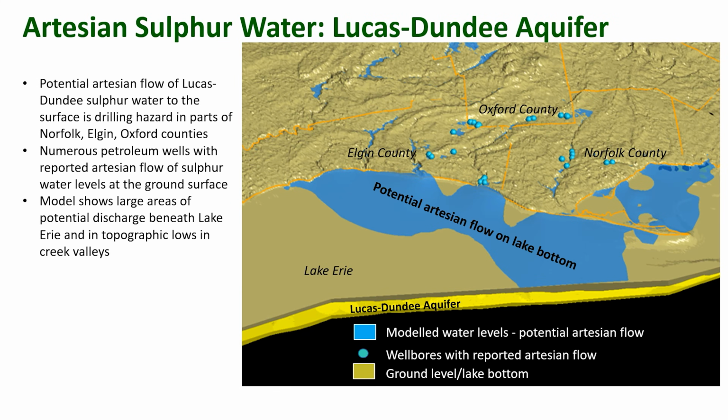Potential artesian flow of Lucas-Dundee sulfur water to the surface is a drilling and environmental hazard in parts of Norfolk, Elgin, and Oxford counties as shown here. Numerous petroleum wells with reported sulfur water levels above ground surface in this area. And the model shows large areas of potential discharge beneath Lake Erie and topographic lows in creek valleys.